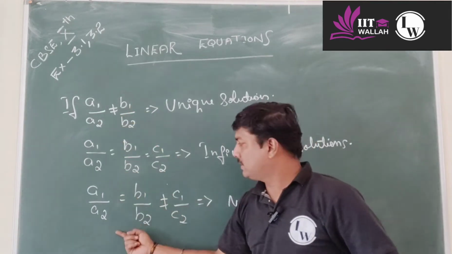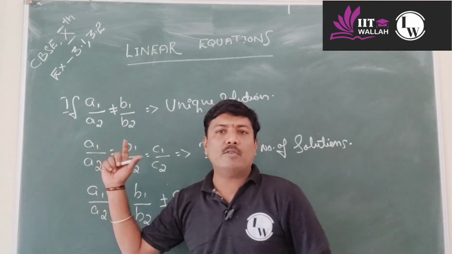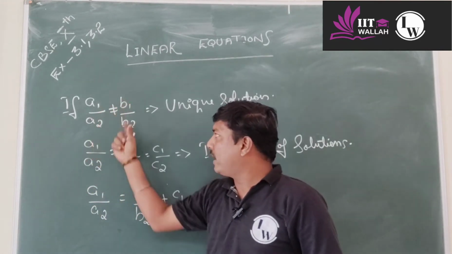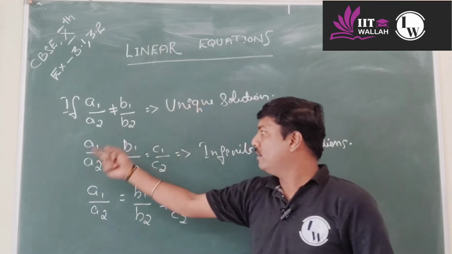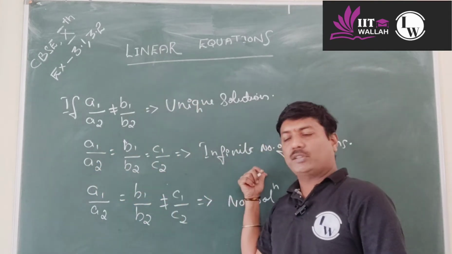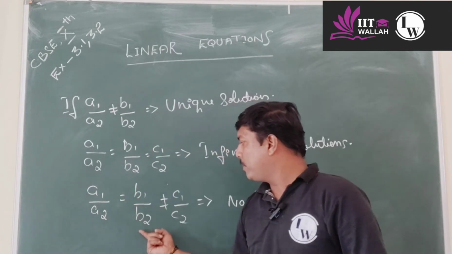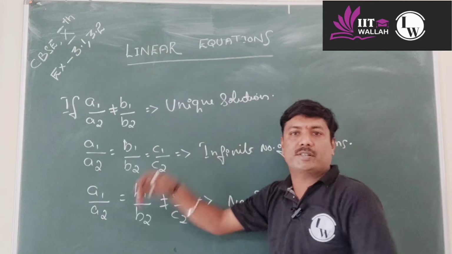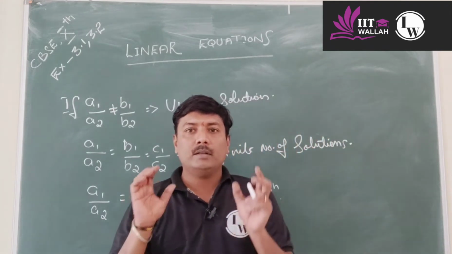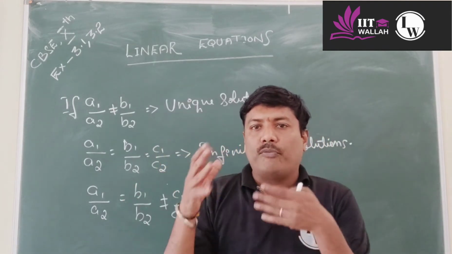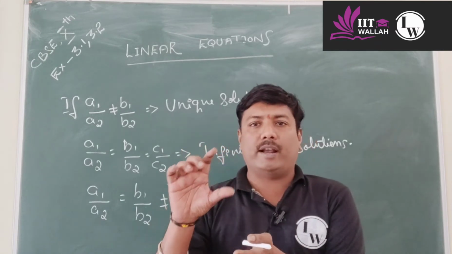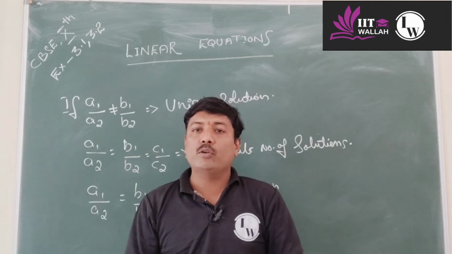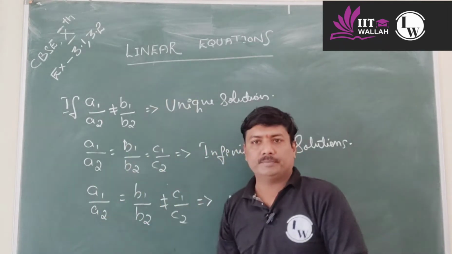These three conditions are very important. You have to learn these three conditions very properly. That means a1 by a2 not equal to b1 by b2, unique solution. If all are the same, infinite number of solutions. If a1 by a2 equals b1 by b2 not equal to c1 by c2, then no solution. This much you need to understand. In the exam paper, you may be asked to find whether the given pair of linear equations has a solution or no solution. You need to check it using this.